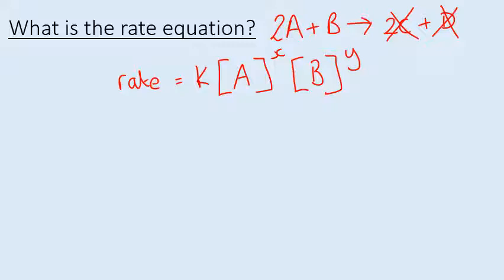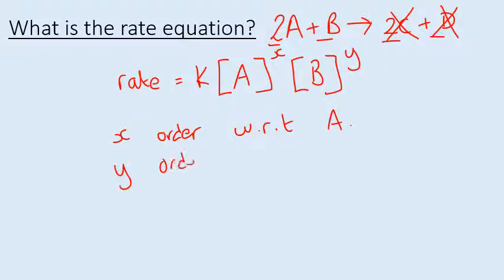Sometimes people wrongly think that they come from the coefficients. For example, some people believe that X would be 2 because it's the coefficient there in the chemical equation and Y would be 1. That's incorrect because I know we do use these coefficients when we do the equilibrium constants, but we definitely don't use them when we do the rate constants. So this X and Y bear no resemblance to the chemical equation itself. X is known as the order with respect to A, and Y is the order with respect to B.